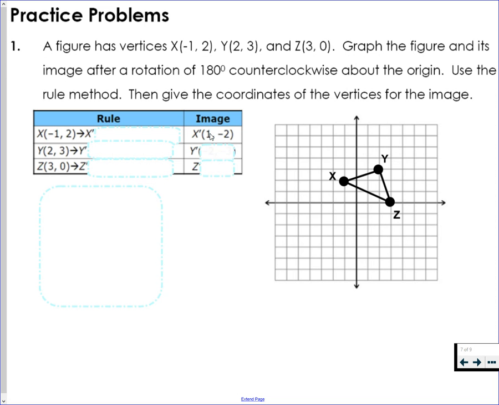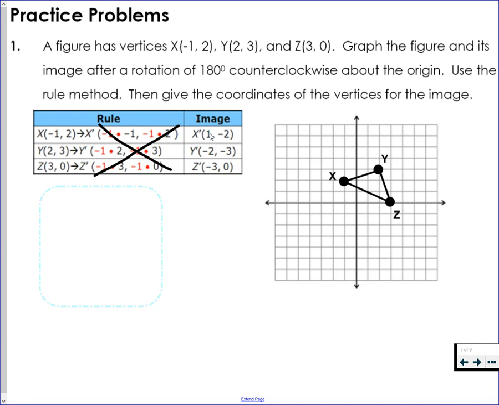Instead of 2, 3, I'm going to have -2, -3. And instead of 3, 0, well, the 3 will change to a -3. There isn't a -0. Again, the work is just multiply everything by -1, but I do not expect you to ever write down that work. Once you have those ordered pairs, then it's easier to graph this.